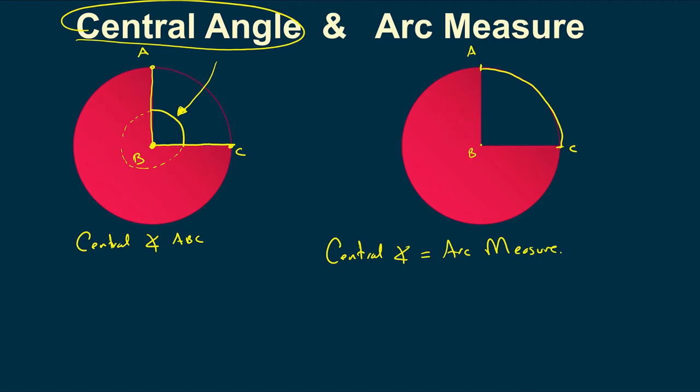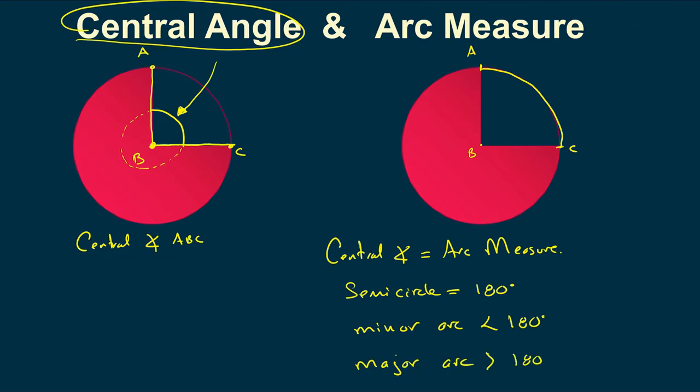And there's three types of arcs that we have. We have what we call a semicircle, and that means that the arc measures exactly 180 degrees, or half a circle. Then we have a minor arc, which is less than 180 degrees. And then we have a major arc, which is greater than 180 degrees.